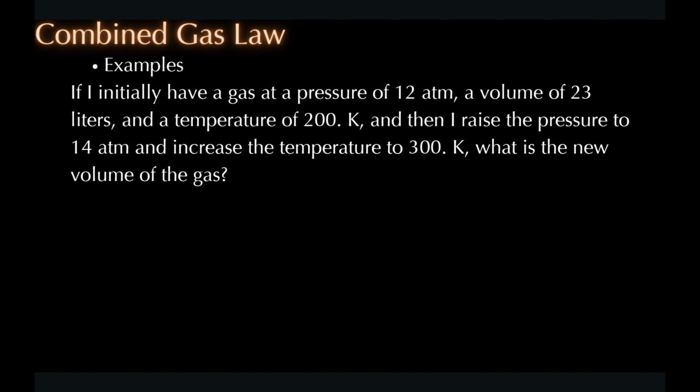So the first thing that I always like to do is go ahead and label the different variables that we have. Our initial pressure, denoted by P1, will be our 12 atmospheres. The next variable I notice is my initial volume, so the volume that I start with will be 23 liters. And then the initial temperature that I'm starting with is 200 Kelvin.